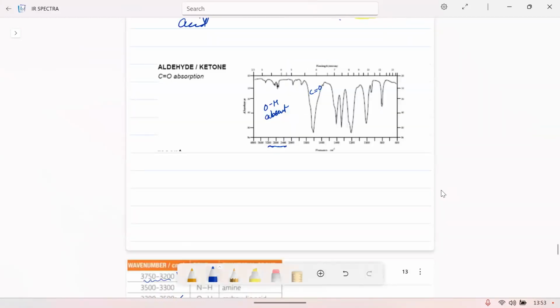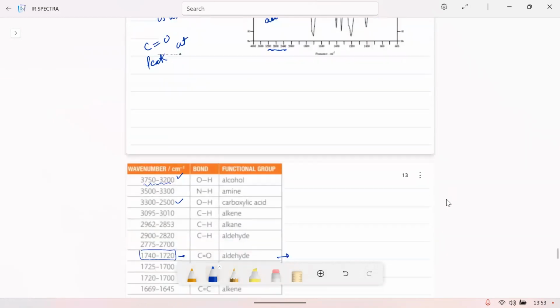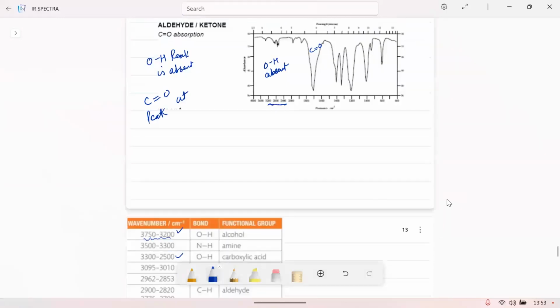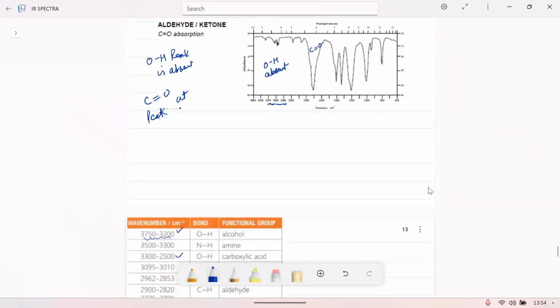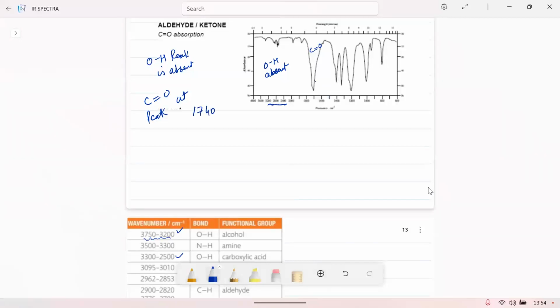So what does that mean? In this case, the OH peak is absent, while you have a C double bond O peak. Now, the important thing is you don't have to look at the values from the spectra. You don't have to draw it, use a scale, and no need to do all this. Once you get an approximate idea that this is a C double bond O, you will specify this value: 1740 to 1720.